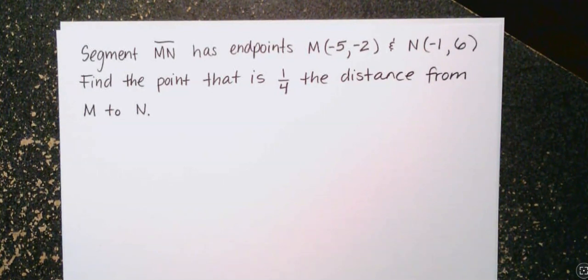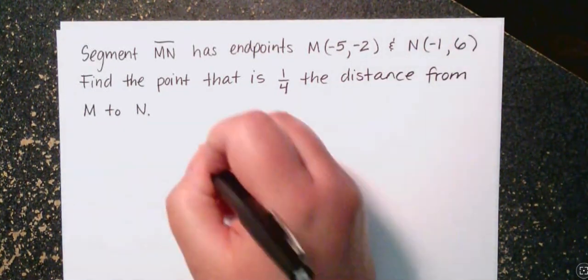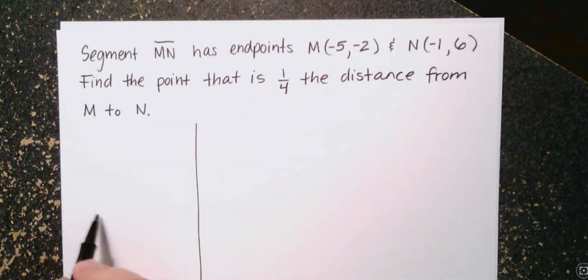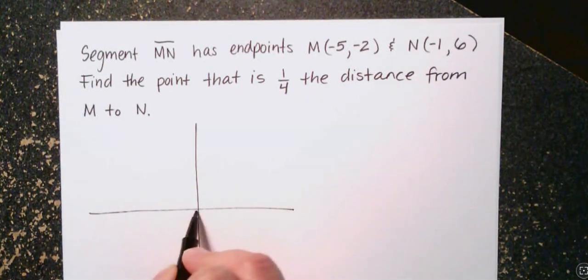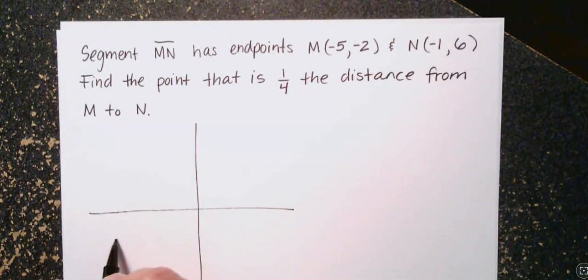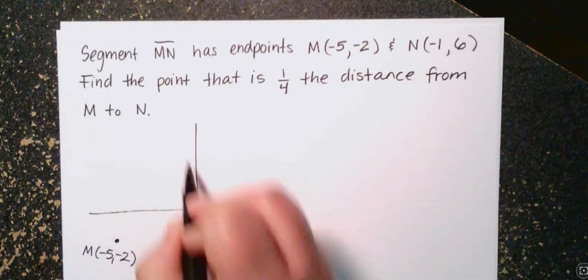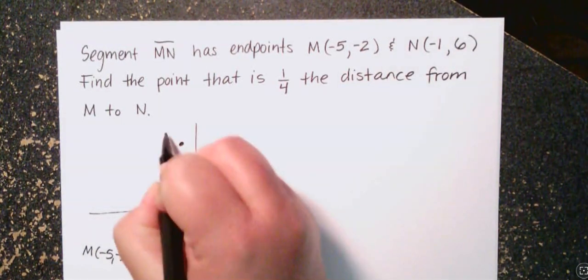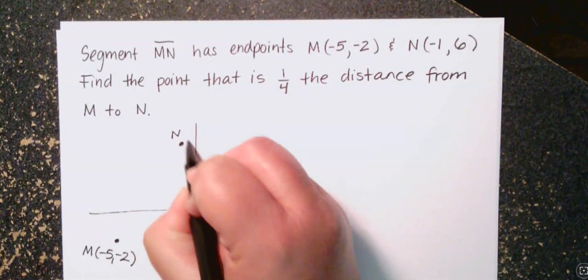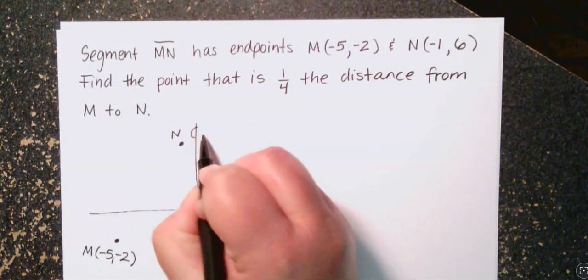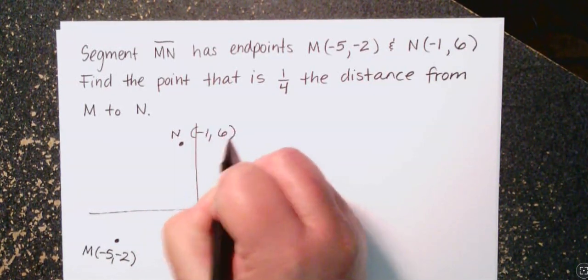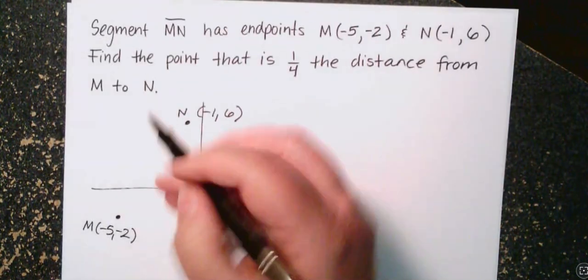What I'm going to do first is very loosely sketch this. I'm not worried about a lot of accuracy, but (-5, -2) maybe here, and (-1, 6) maybe something like this. I'm just getting an idea of where they are in relation to each other. So this is my segment.